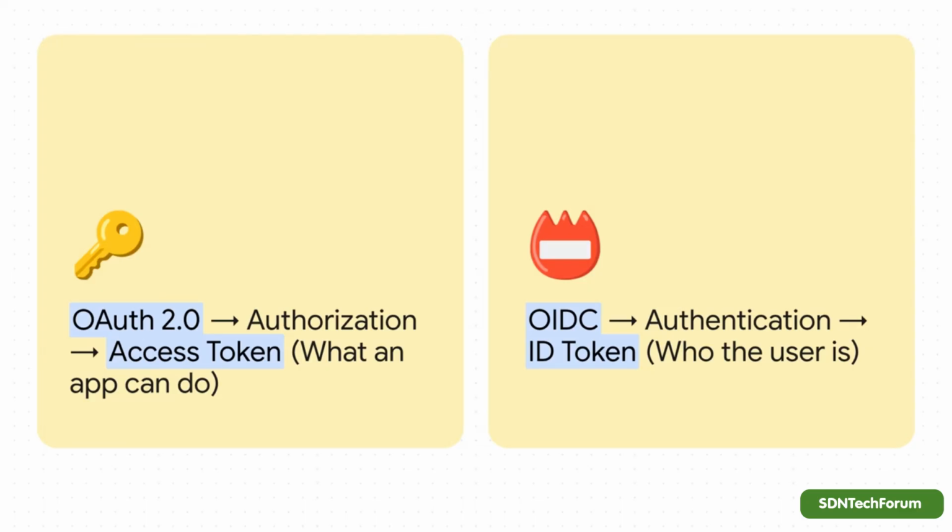And this is the absolute key takeaway. With OAuth, the app gets an access token, the key that says what it can do. When OIDC is added to the mix, the app also gets an ID token. That's the badge that proves who you are. One is the key, the other is the badge. You need both for a secure login.